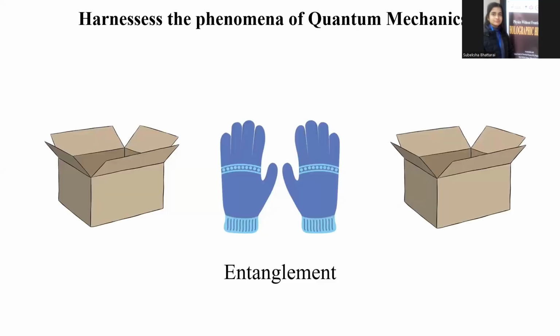Another amazing phenomenon is entanglement. To understand entanglement, imagine you have a pair of magic gloves, one left and one right. You put each glove in a separate identical box and send them far apart. Now, if you open one of the boxes and see the left glove, then you will immediately know the other box must have the right glove, no matter how far they are. That's like entanglement. That is, knowing the state of one qubit instantly tells you the state of the other.